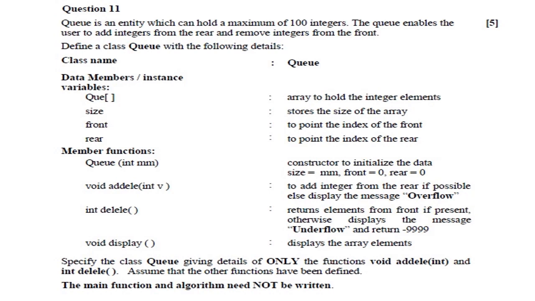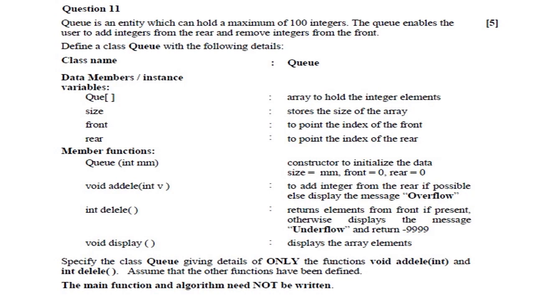Now, to understand better, we have taken one example. The question is: a queue is an entity which can hold a maximum of 100 integers. The queue enables a user to add integers from the rear and remove integers from the front. So define a class Queue with the following details. The class name is Queue. Instance members are one array for queue elements, size, and front and rear, two indexes.